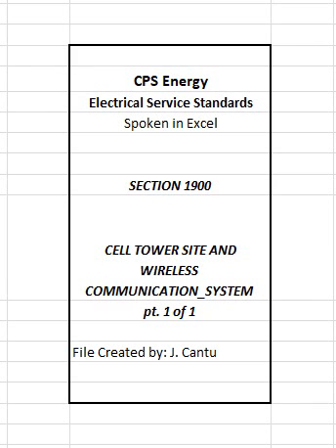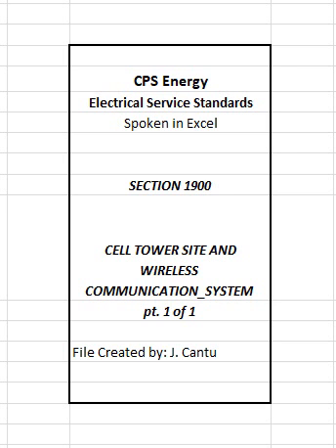Section 1900 Cell Tower Site and Wireless Communication System. 1901 General. This type of service is designed for cell tower sites and wireless communication systems. CPS Energy will provide one service to each cell tower site or wireless communication system location. Customer will be required to design and install a service that meets the provisions outlined in this section.